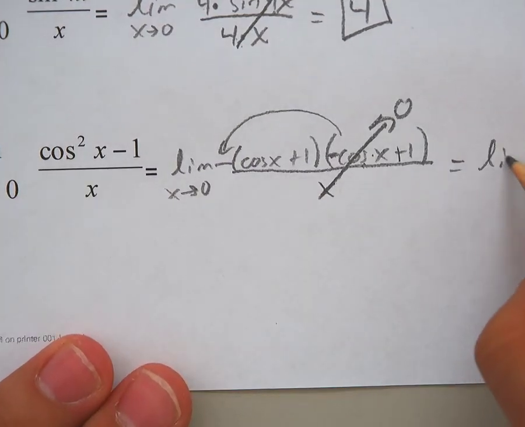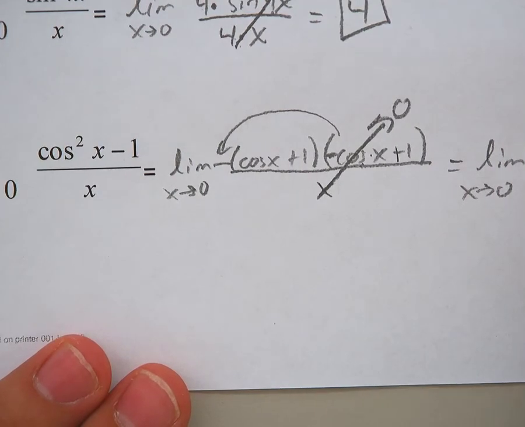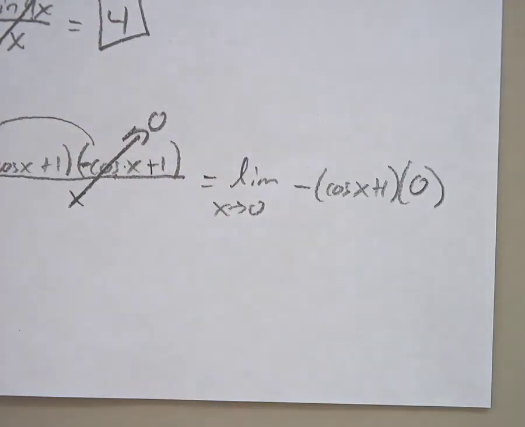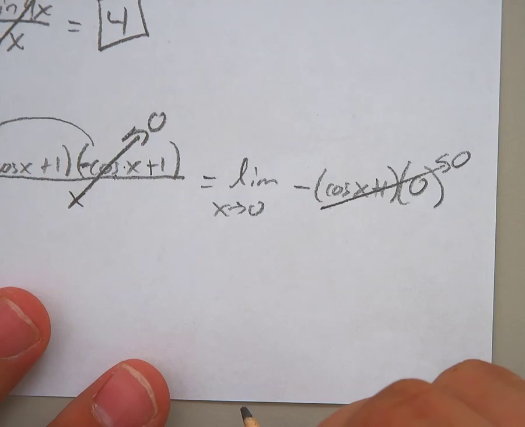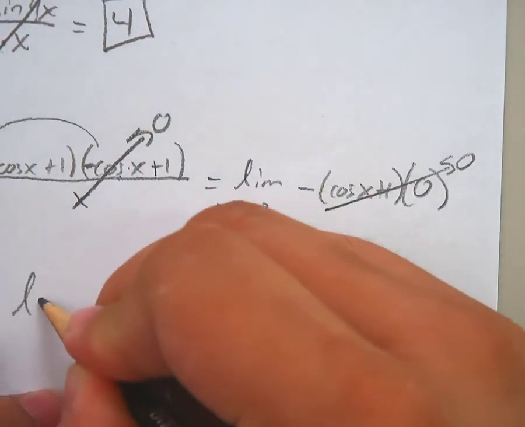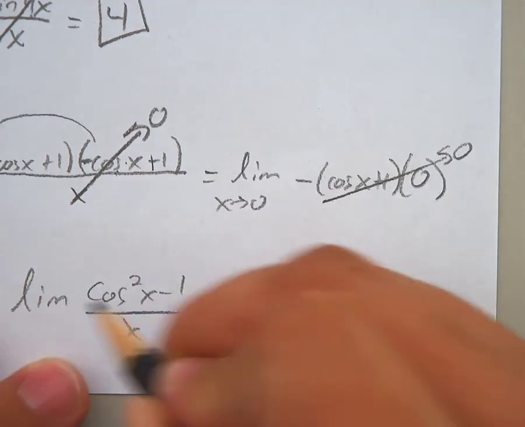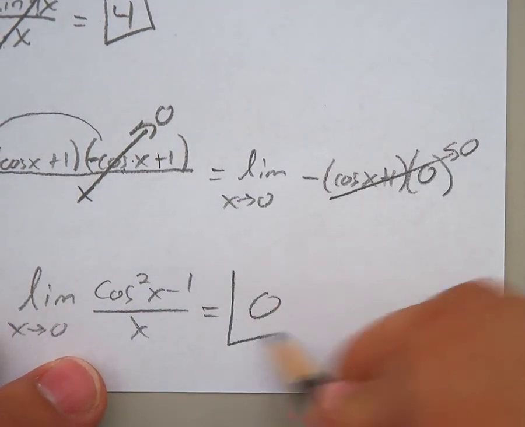We'll have the limit as x approaches 0 of negative cosine x plus 1 times 0. Well, that seems simple enough. Negative cosine x plus 1 times 0, that's all 0. So your limit here of cosine squared x minus 1 over x as x approaches 0, I'm on a new line so I have to rewrite my limit, is 0.